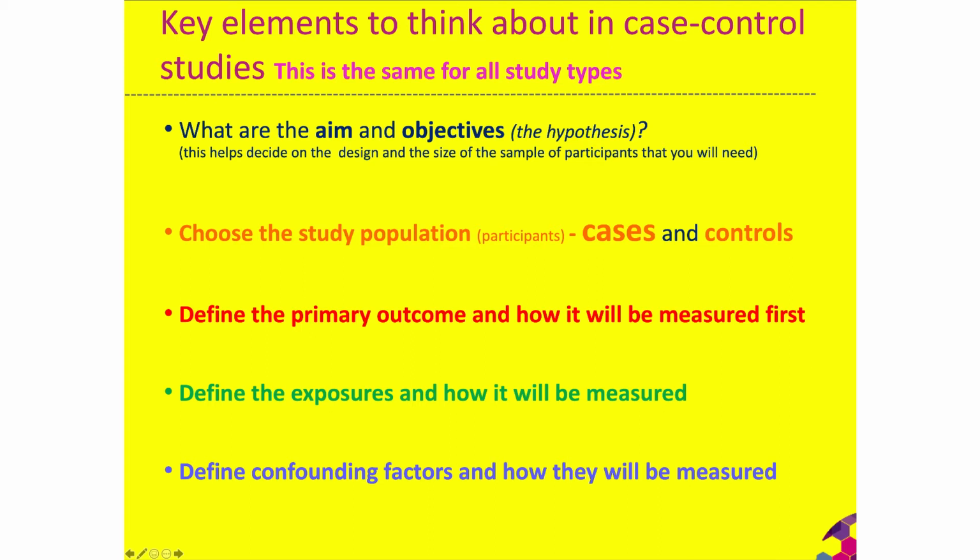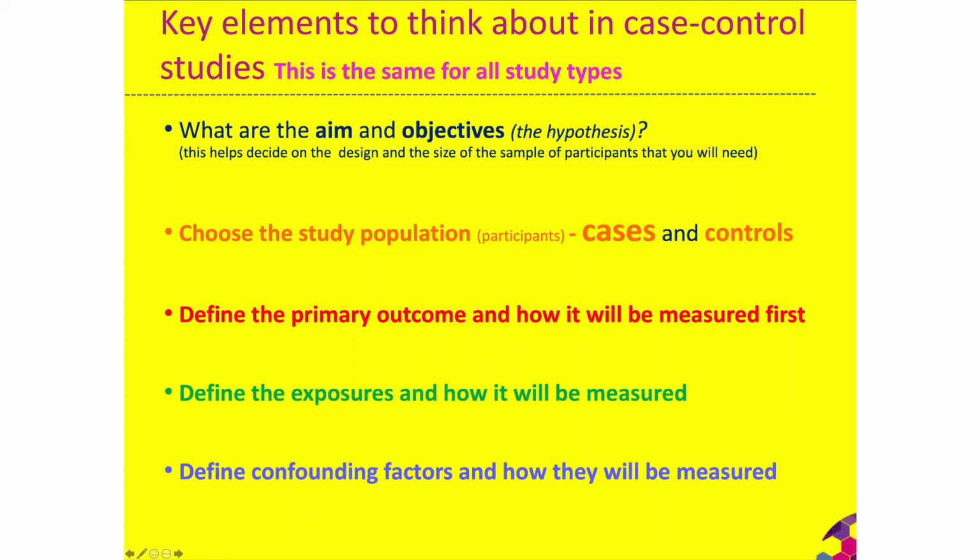Just like cohort studies, and as with all types of epidemiological studies, the key elements are: what are the aims and objectives, the hypothesis. This helps us decide on the design of our study, what kind of study design we should use, and also the size of the sample of participants that we need. How many? Do we need 100 people? Do we need 1,000 people? Do we need 10,000 people to do the study and to get some useful findings?